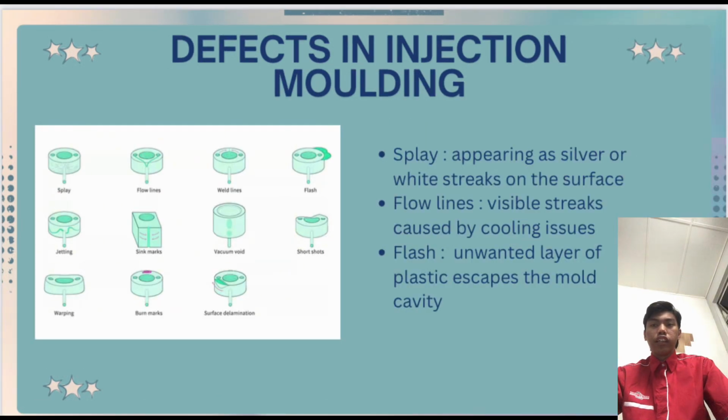Next, defects in injection molding. First, splay, appearing as silver or white streaks on the surface. Second, flow line, visible streaks caused by cooling issues. Third, flash, an unwanted layer of plastic escaping the mold cavity.